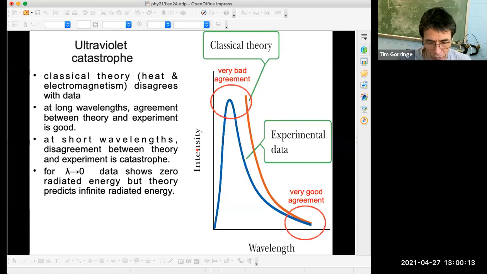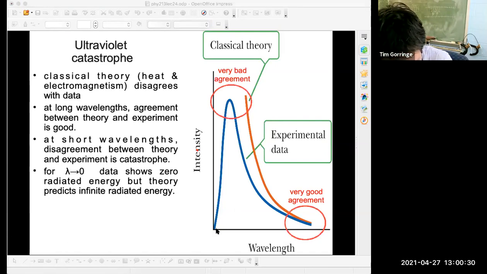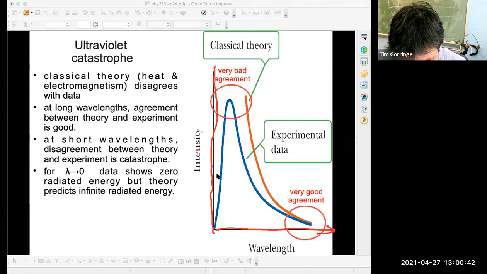Now, to be more specific, that classical theory of black body radiation worked well at long wavelengths. So if you look at this plot, again, this plot is wavelength horizontally from short wavelength to long wavelength and intensity vertically, joules per square meter per second vertically. And the blue curve, that's the experimental data.